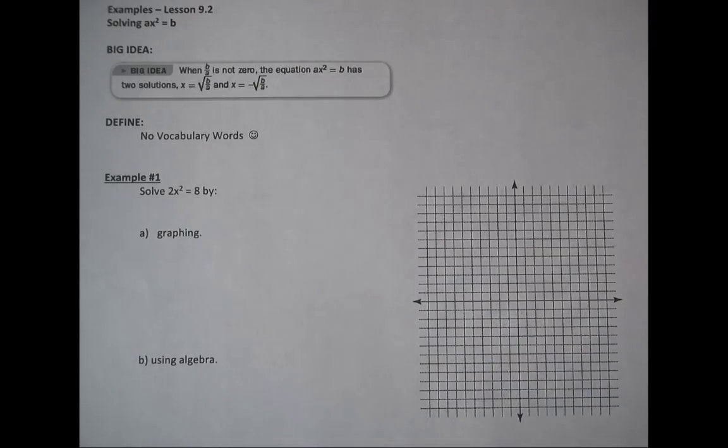All right, today we are looking at lesson 9.2, and we're going to be solving the equation ax squared equals b. So this is the same equation we were looking at for parabolas. If we put it on a graph, that's what we would see. But we're going to look at actually solving it. So doing some algebra, talking about square roots and how there's a positive and a negative version of all square roots.